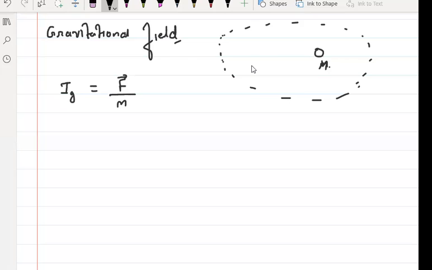Yes. So gravitational field intensity, as we know, is the gravitational force experienced by a unit mass. So it is the gravitational force per unit mass. Now, when we talk about this gravitational field, don't you think that this is a vector quantity? Yes, very good. Obviously, it is a vector quantity.